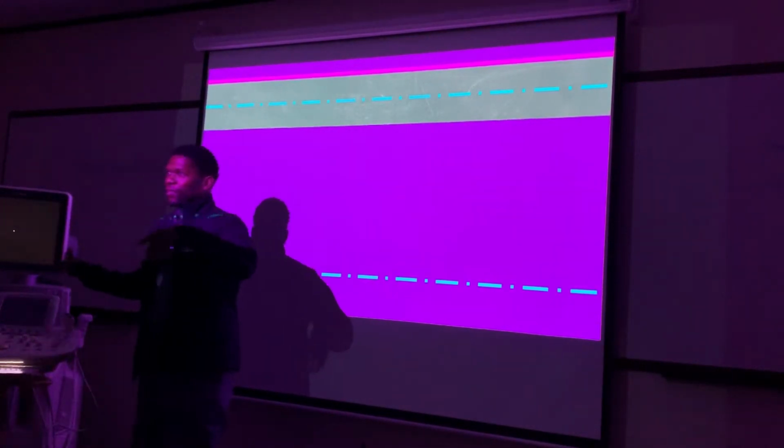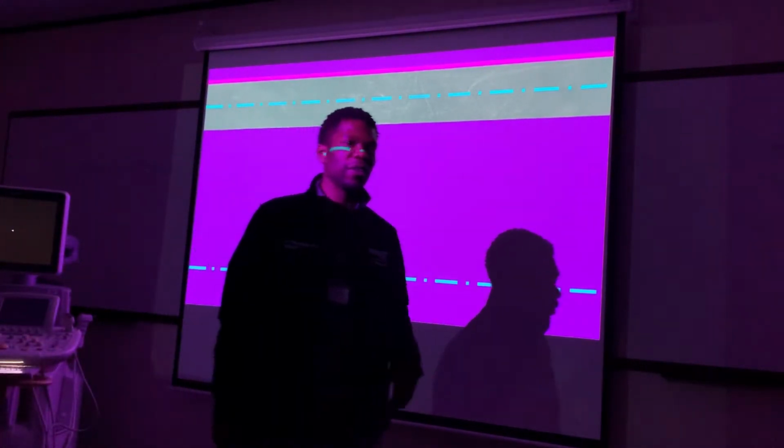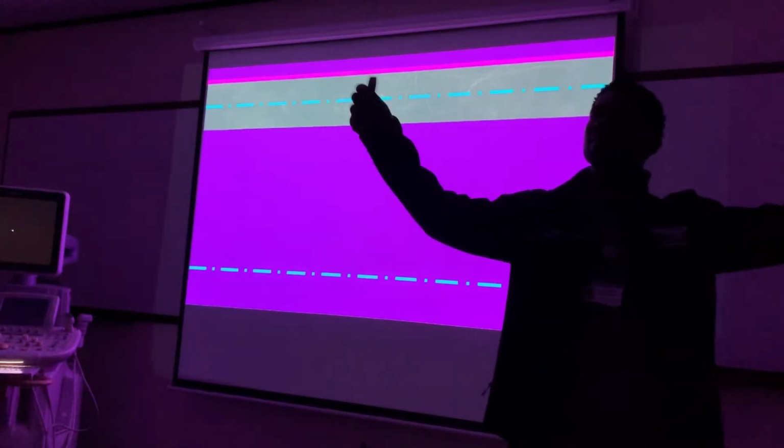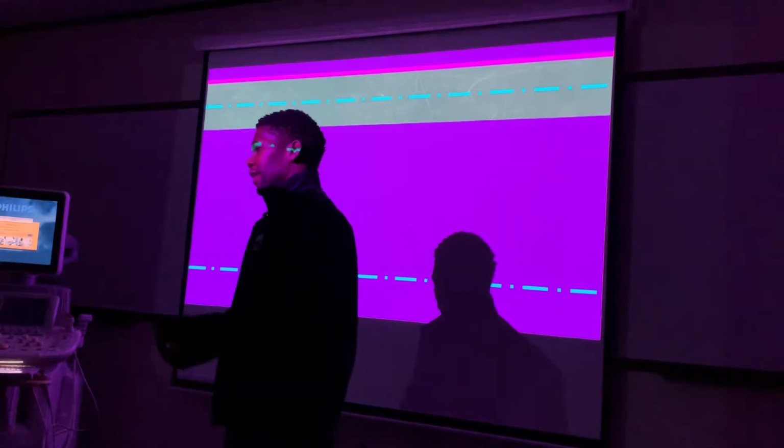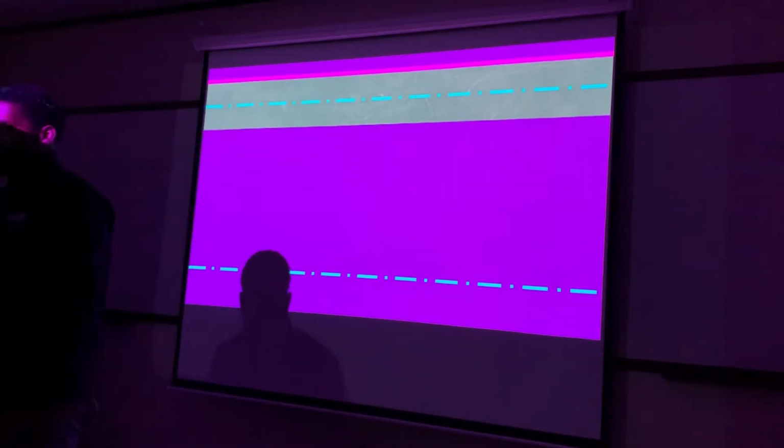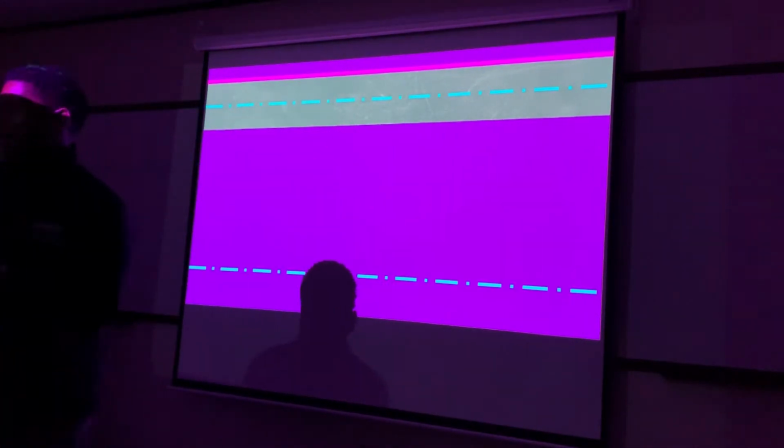Storage. Beamformer, receiver, display, storage, and the master synchronizer, right? That controls and makes sure all the internal parts are working in unison.